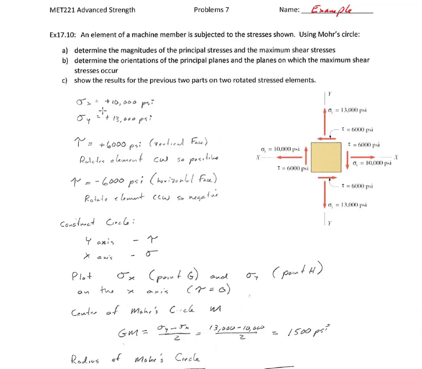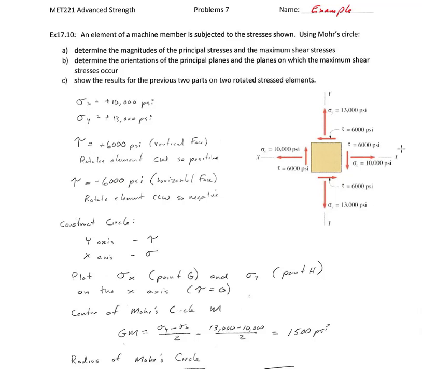Okay, so we start by knowing that our normal stress in the x direction, sigma x, is 10,000 psi, tension, that's right here. We know that sigma y is also tension, 13,000 psi. We know that tau is plus 6,000 on the vertical face. That's right here. That follows our convention that says if the shear stress tends to rotate the element clockwise, it's positive. If it tends to rotate the element counterclockwise, it's negative.